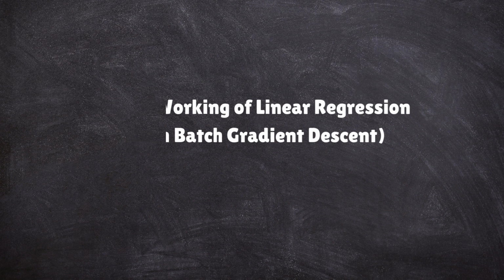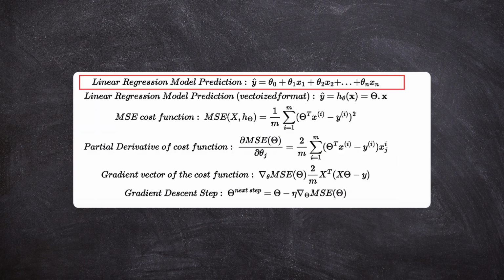Here's the intuition behind this equation. Theta 0 is the intercept or bias term. Think of it like a starting point for our predictions. It shifts the model's prediction up or down. Theta 1, theta 2, up to theta n are the coefficients or weights. These control how much each feature contributes to the prediction. If theta 1 is large, the feature x1 will have a bigger impact on the result.